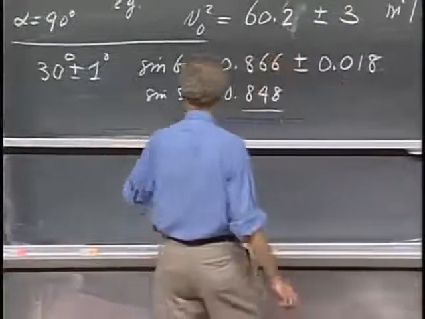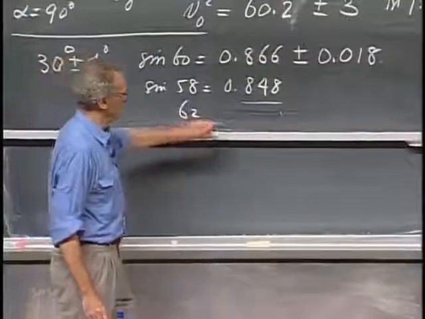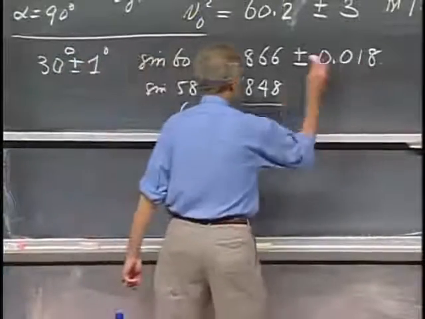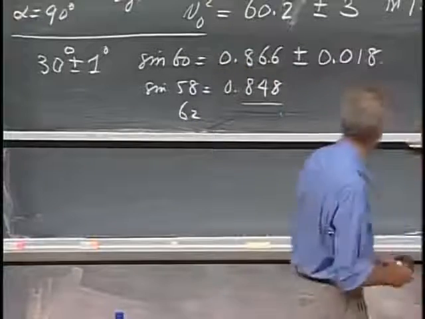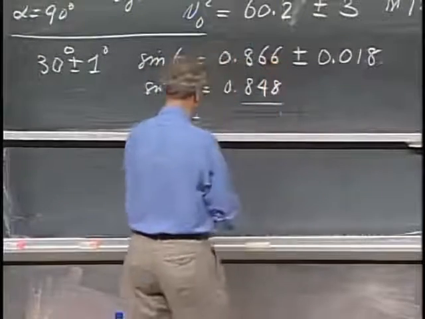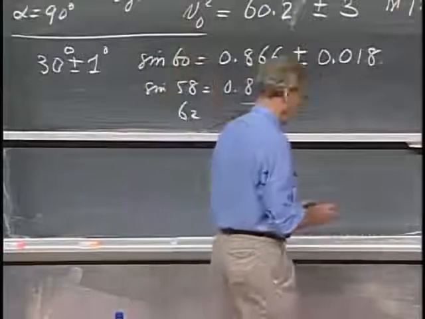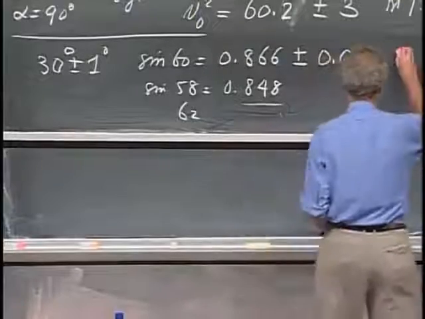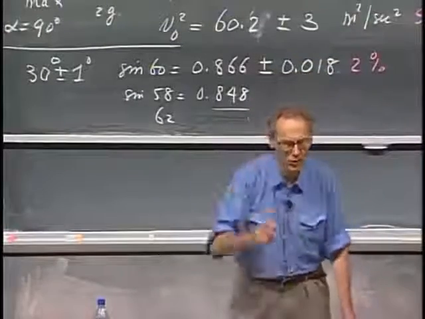If you want to check what the sine of 62 degrees is, you will see that that is about this much higher than this. So we must allow for this error. And that is an error which is by no means negligible anymore. That error is 18 divided by 866. That is a 2% error. So now we're dealing all of a sudden with a 2% error in the sine of 2 alpha, even though there's only a 1 degree uncertainty in the angle.